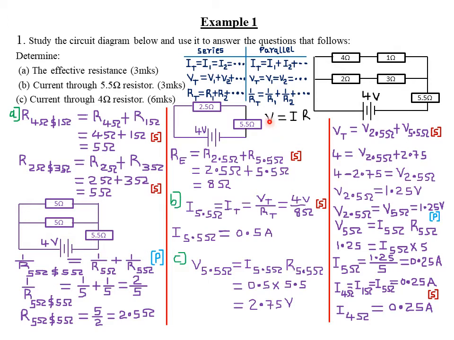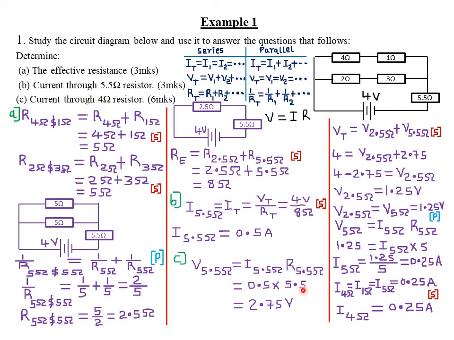Of course, from Ohm's law, voltage is equal to current times resistance. So the current through the 5.5 ohm resistor, we have already computed it here in part B, which is 0.5 amperes, times the resistance through the 5.5 ohm resistor, which of course is 5.5.